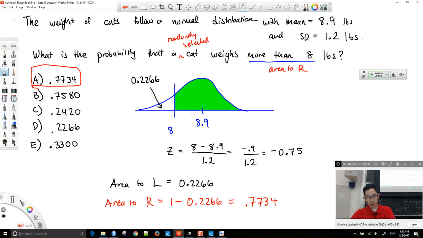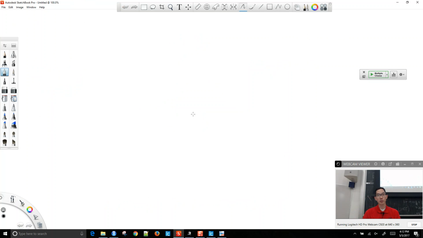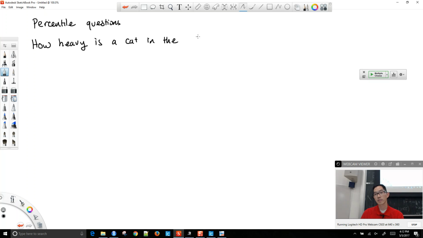And so we have this. There are other problems where we can ask about percentile questions. Okay, and with a percentile question, we can ask something like, how heavy is a cat in the, we'll say, 95th percentile? So to be in the 95th percentile, that means this cat weighs more than 95% of other cats.